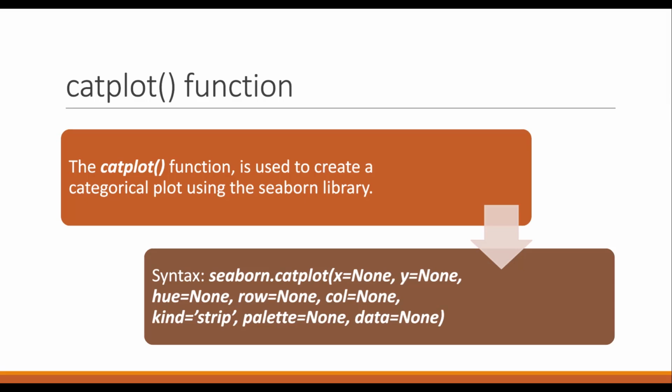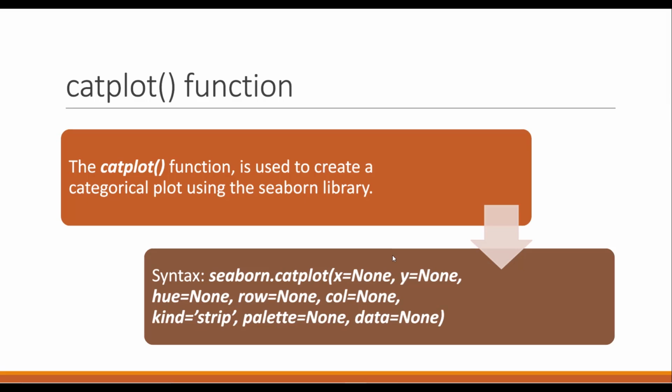The fourth and the fifth one is row and column. It specifies the variable subset for a different plotting facet. The next one is kind. It is the type of the plot which we want to draw, and by default its value is strip, and it also has other options such as bar, box, violin, swarm, count and point. The next one is palette. It generates a variable with different color map values, and the last one is data. It is the data set that is being used.